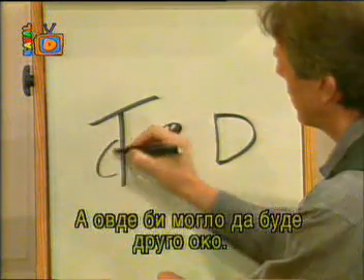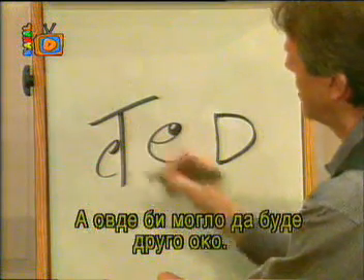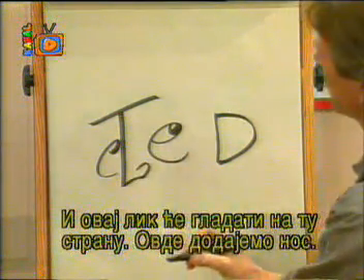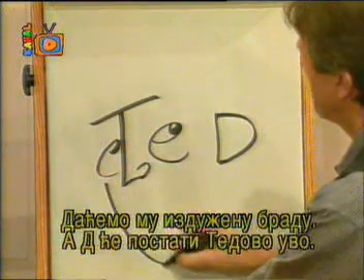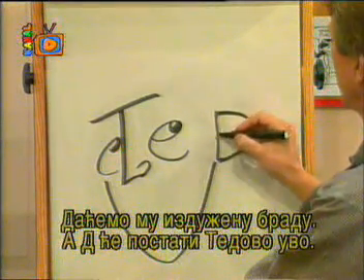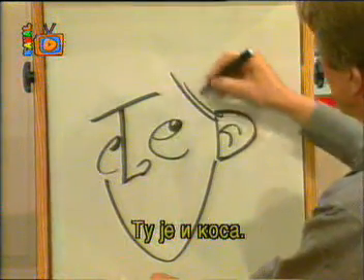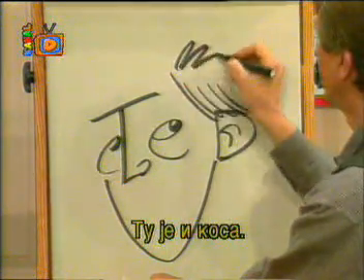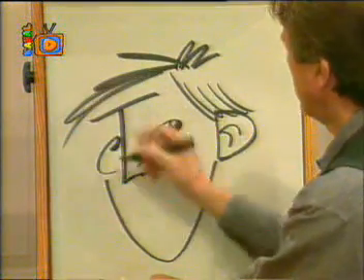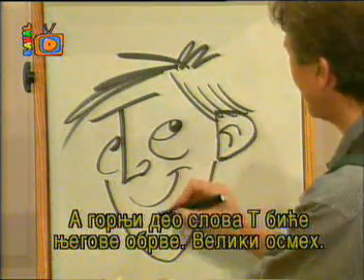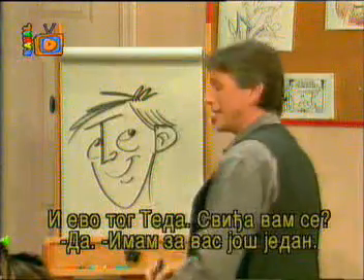Now, right in that E, we can make an I. And over here, we can make another I. So this character will be looking off this way as well. And that T can become the nose. And let's see, we'll give it a pointy chin. And we'll make the D Ted's ear. And some hair. And the top part of the T becomes his eyebrows. Ready? Let's give him a big smile. And there you have old Ted. You like that one? Yeah.